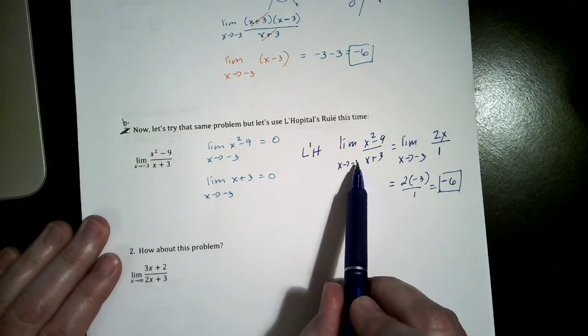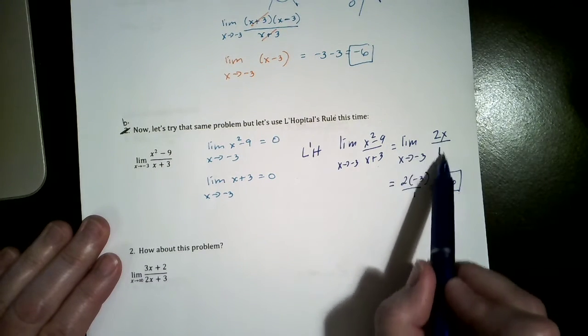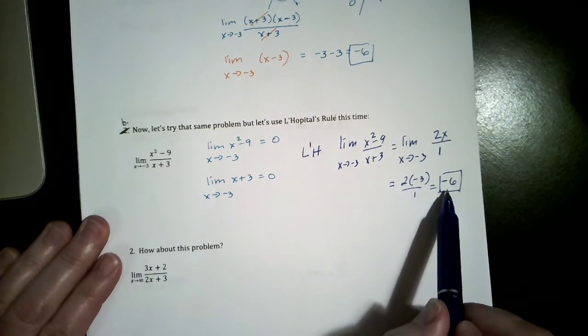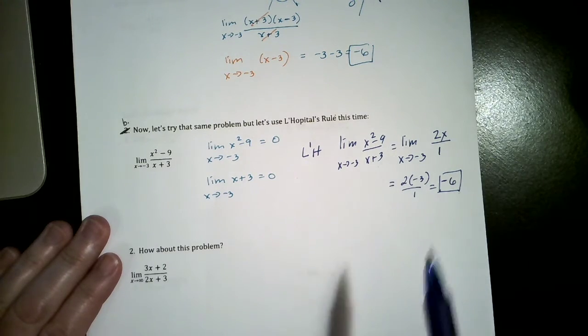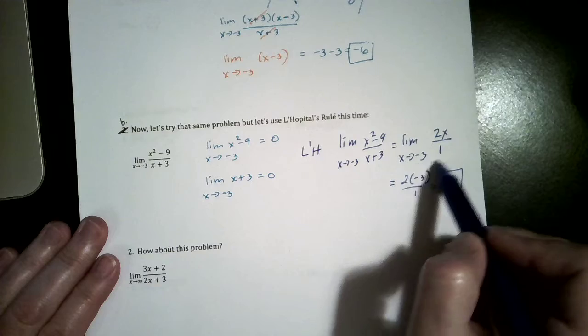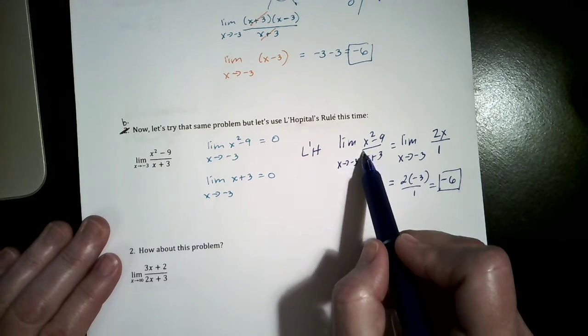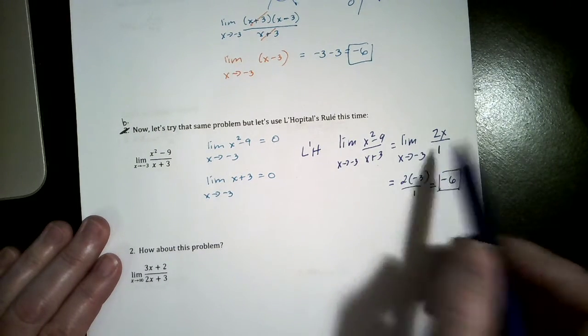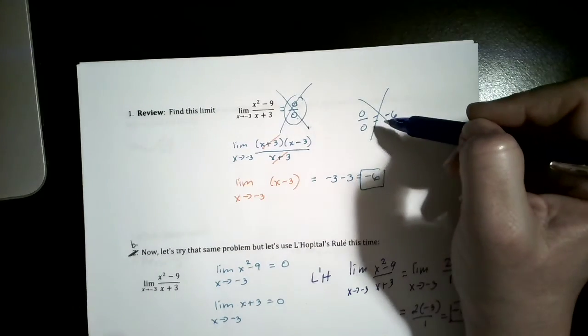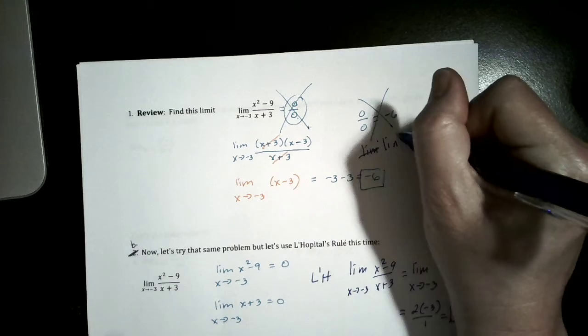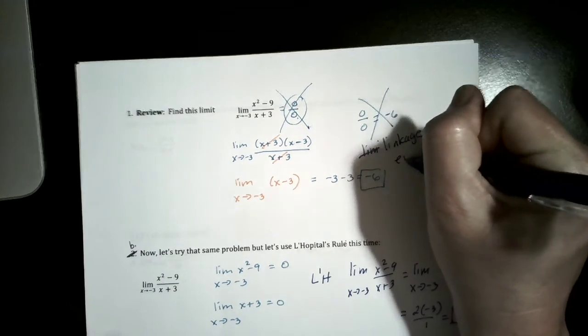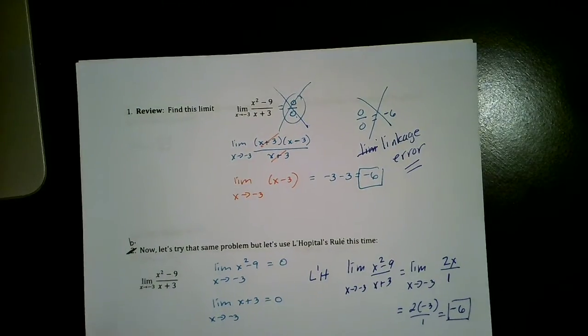Okay, so we have shown that the original limit is equal to the limit of the derivatives, and that's equal to negative 6. So I can link these all with equal signs because they are all equal. This is where we apply L'Hopital's rule, showing that the limit of the original problem is equal to the limit of the derivatives. Writing this up here, this is called a linkage error. Not lim, linkage error. And we don't want any linkage errors.